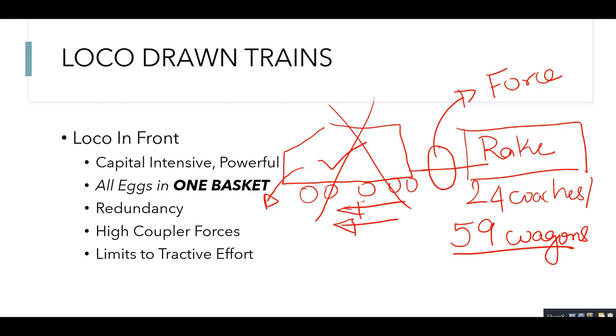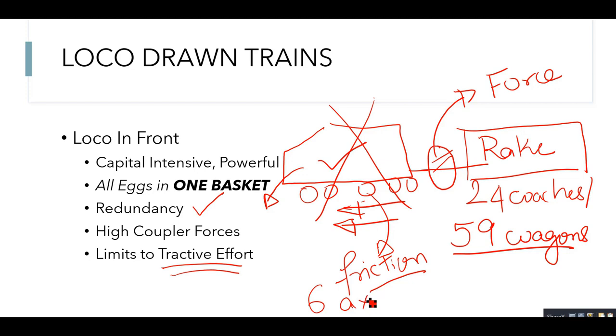So this is what I have outlined. You need to build in redundancy. You have very high coupler forces at this point. And this last point is where I have spoken about tractive effort. What I mean is that you actually need a great deal of friction to be able to pull this rake behind you. But when you have just one locomotive, you are only using the friction of the 6 axles of the leading locomotive, and that limits the speed at which you can accelerate.